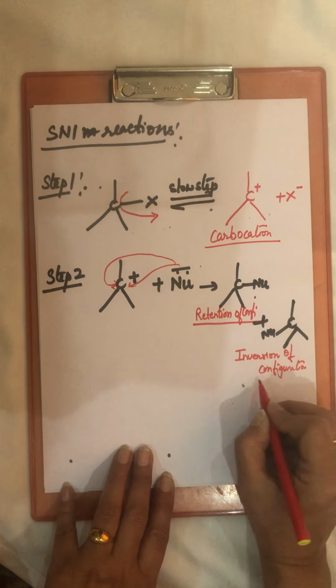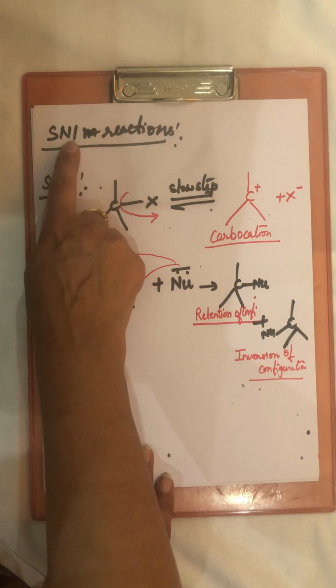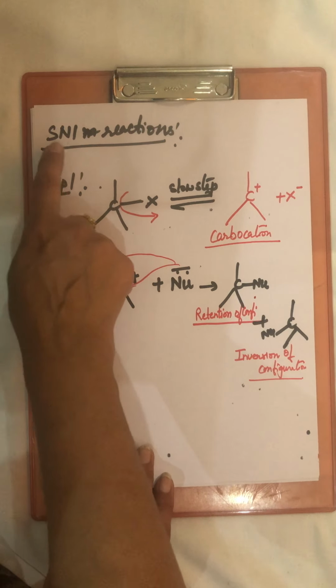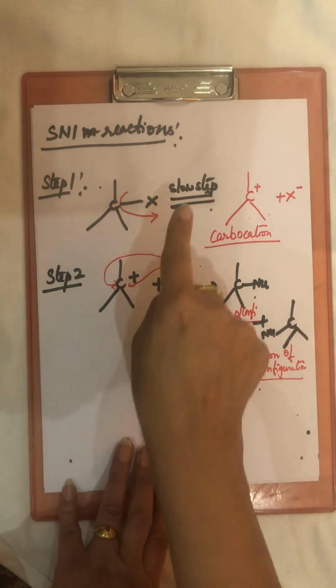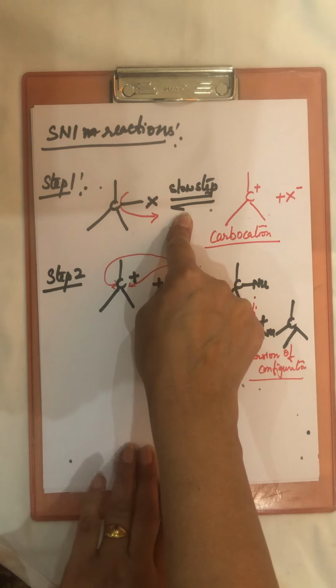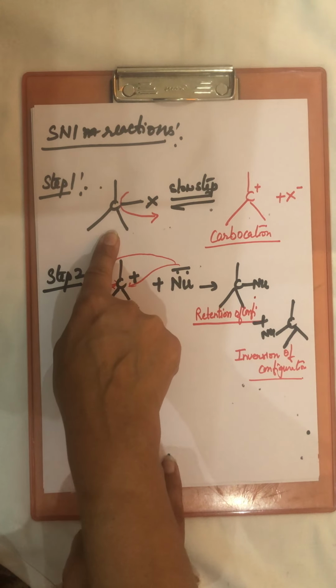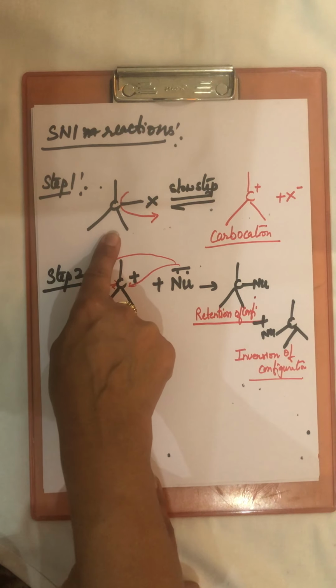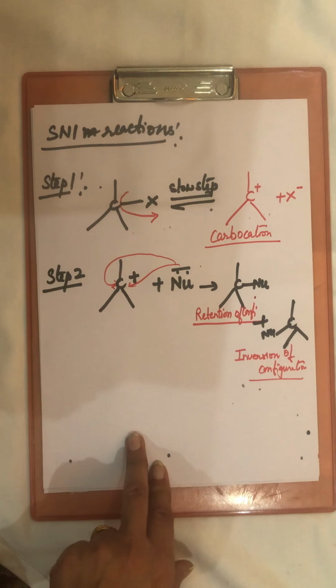So in SN1 mechanism, 1 here means this is showing the first order kinetics. First order kinetics means the rate depends only on the concentration of one reactant. Like this is the slow step. Rate depends on the slow step, and in the slow step there is only one reactant. So here the rate depends only on the concentration of this reactant. That is why this is SN1 reaction.